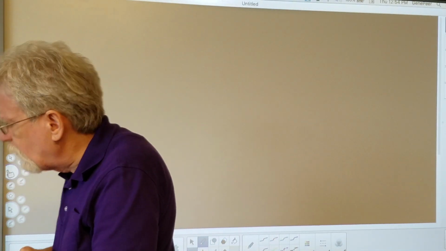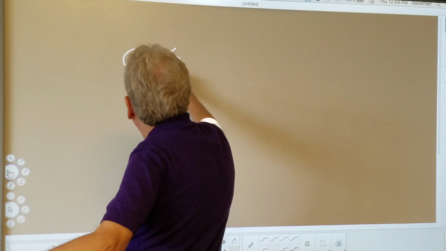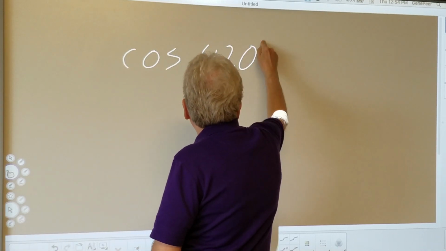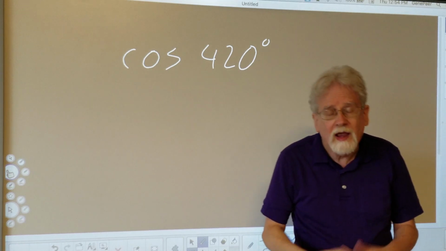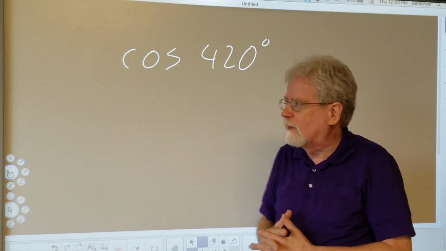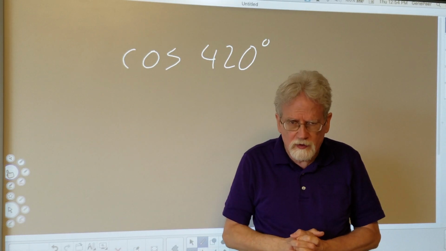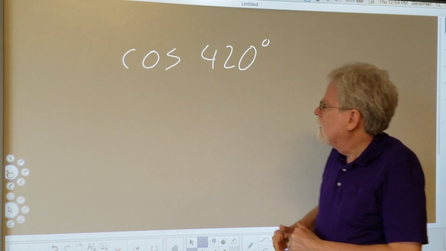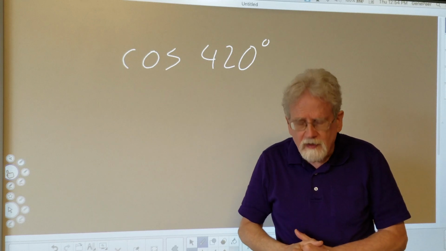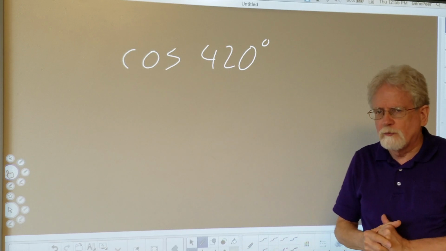Number 12, cosine of 420. For the cosine of 420, here's the concept. Remember, sine and cosine and tangent, and of course the reciprocals, all the trig functions, are periodic functions. They repeat themselves over and over and over again. For cosine and sine, they repeat themselves every 2 pi.